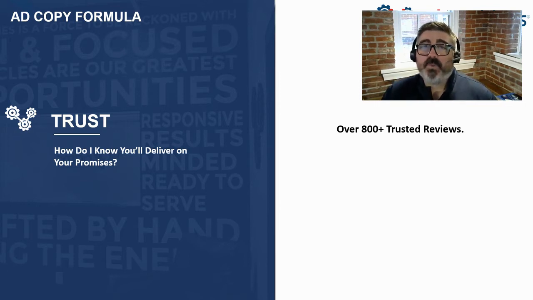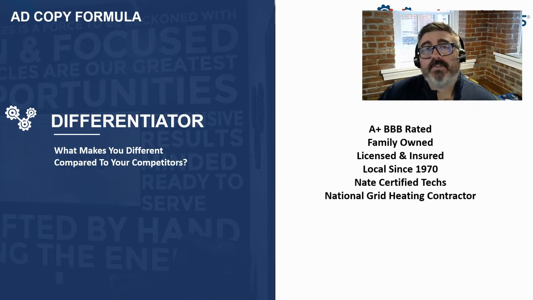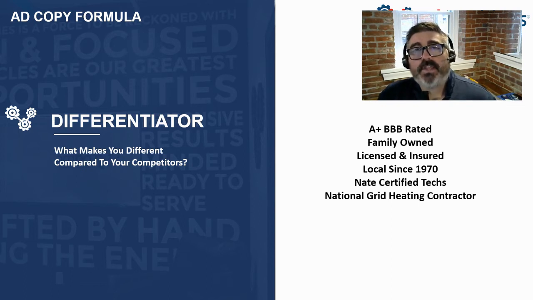Now, up until this point, if you had all of these components, you have a pretty good ad. Next are some more advanced components that I like to build into the ad copy. The differentiator. The differentiator is what makes you different compared to your competitors. So if all things were equal, apples to apples, you had two quotes that were within $100 of each other, how do you stand out? What makes you a little bit different?